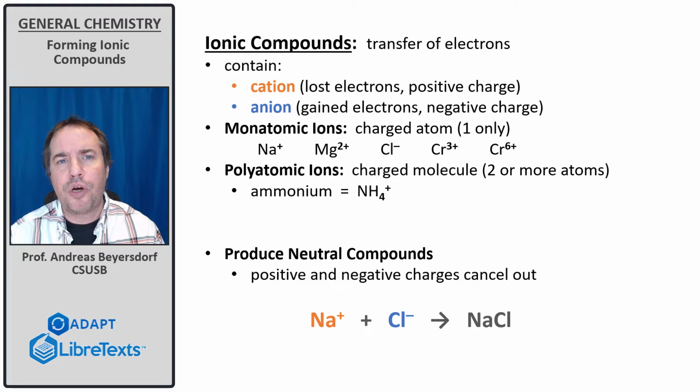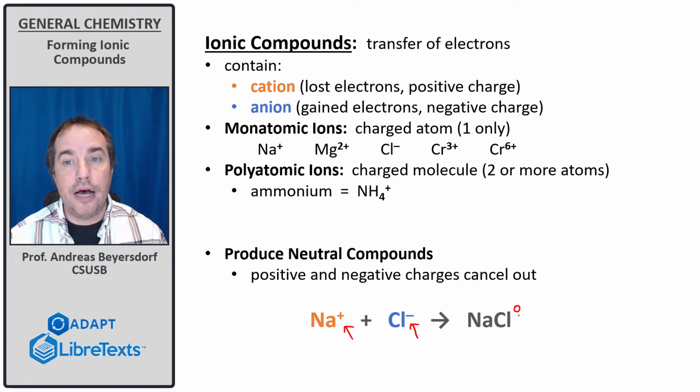And the key thing is, when you have these cations and anions coming together, they form a neutral compound. The positive and negative charges must cancel out. So for instance, if I have Na+ and Cl-, the positive charge of the sodium will cancel out the negative charge of the chlorine and will form a neutral NaCl.